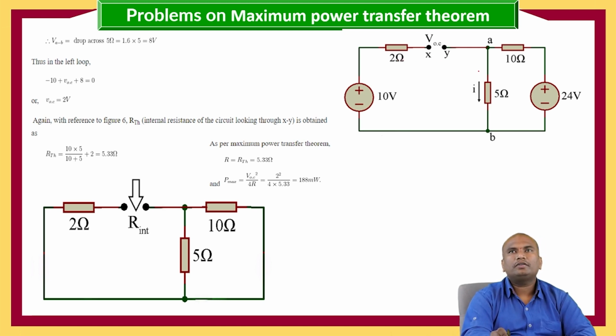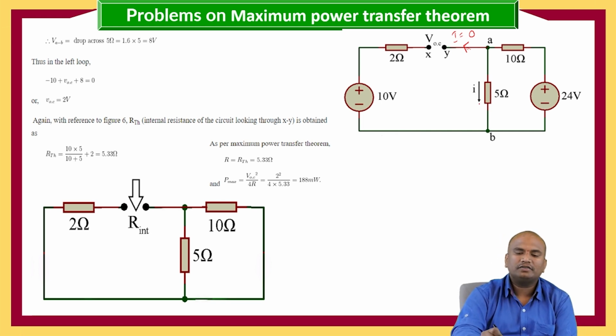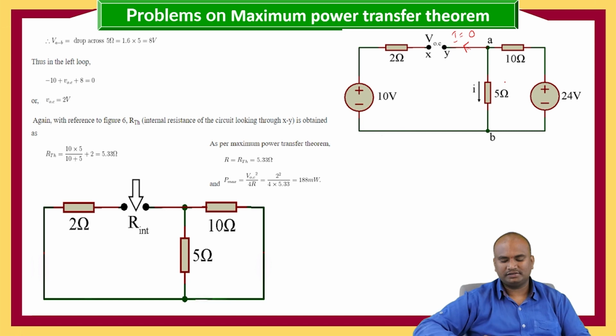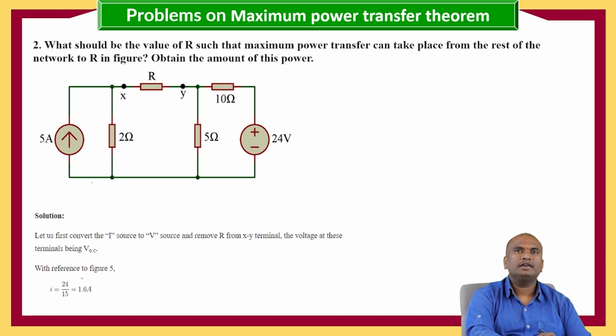Now, in order to get the VOC, first we need to calculate the current flowing through this 5 ohms. Here no current is flowing; the current value is 0. So when the current value is 0, we can say that this 10 ohms and 5 ohms are connected in series. So current I is equal to voltage divided by resistance. Here I is equal to 24 divided by 10 plus 5, 15, that is equal to 1.6 amperes.